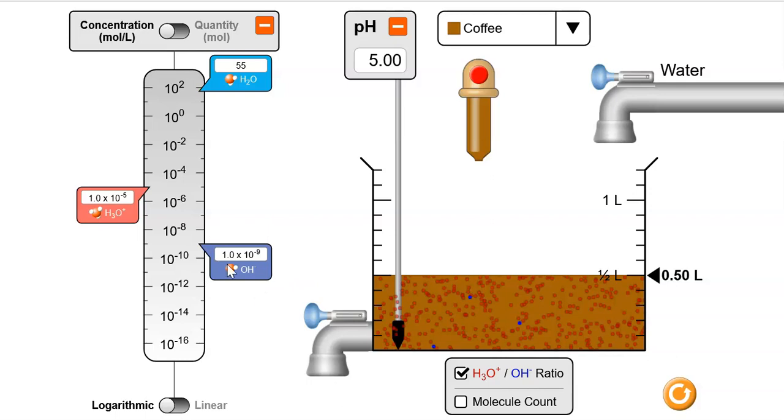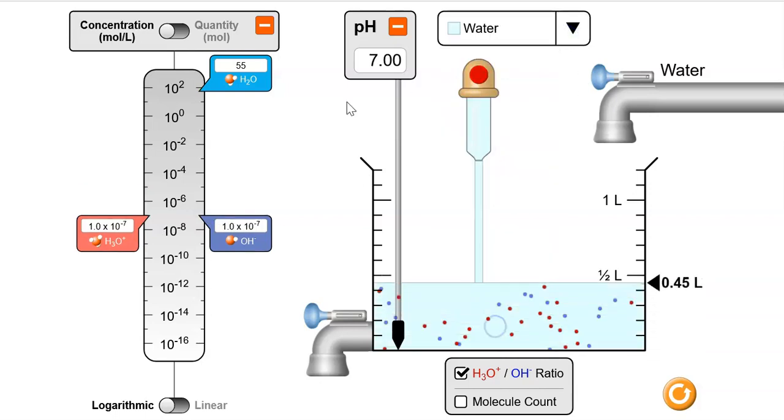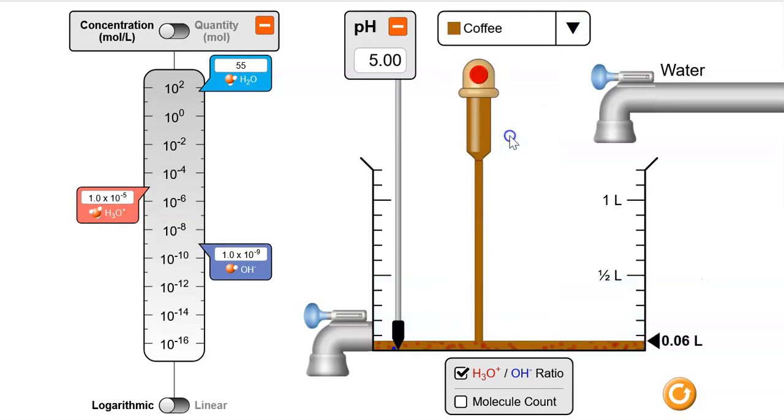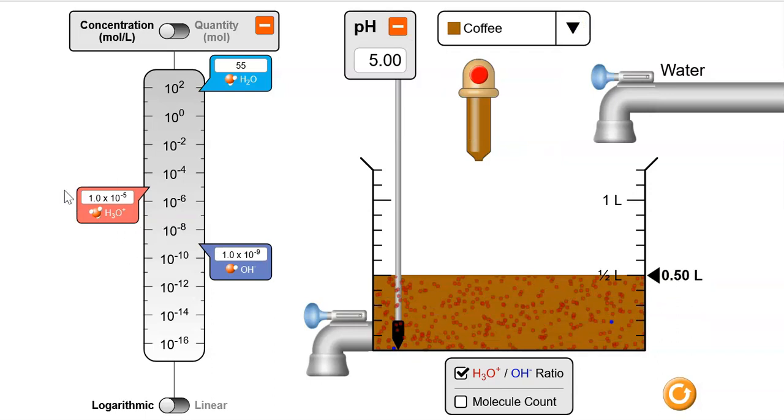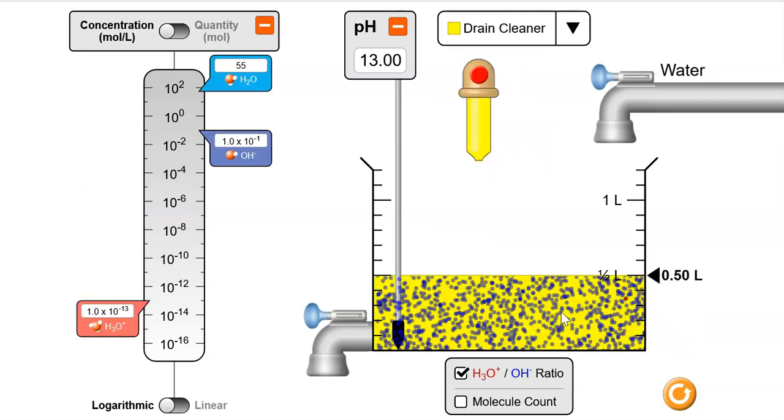So even though these two numbers, if you multiply them together, you would get the same answer as if you multiply the two for water, the product is the same, but you can see that the ratio of one to the other is not the same. So coffee, being more acidic, has a lot of this present. And then if you have a base like drain cleaner, that has a lot of hydroxide.